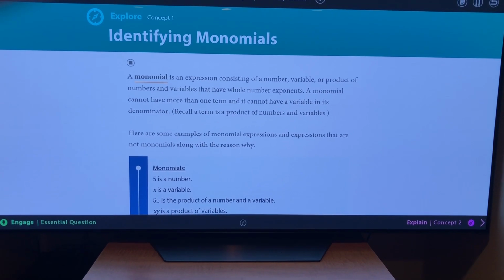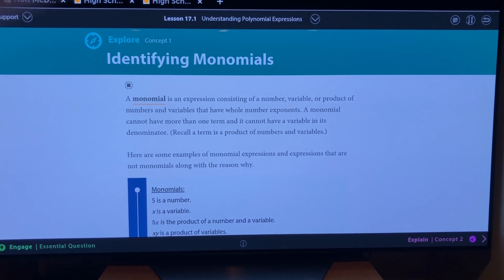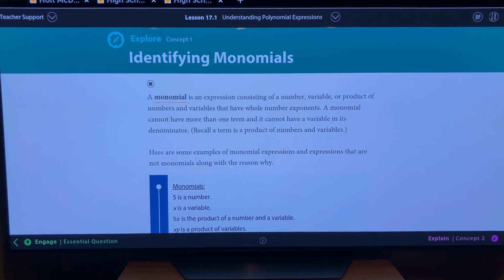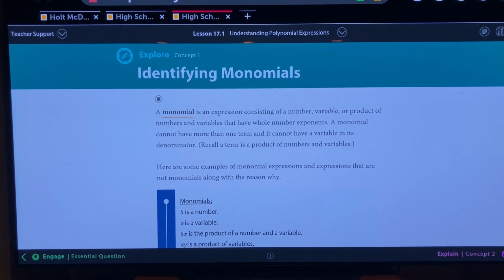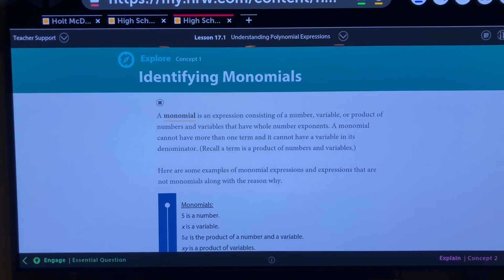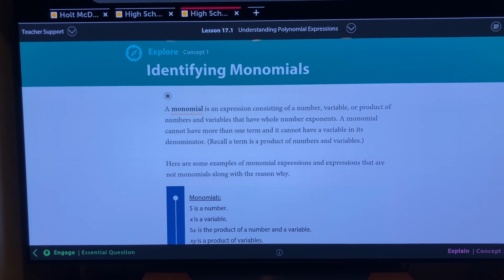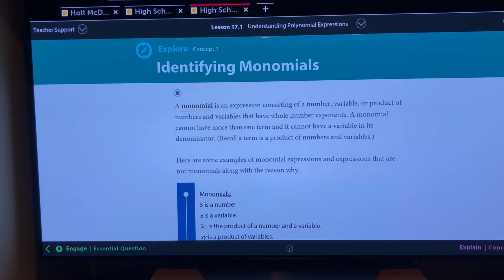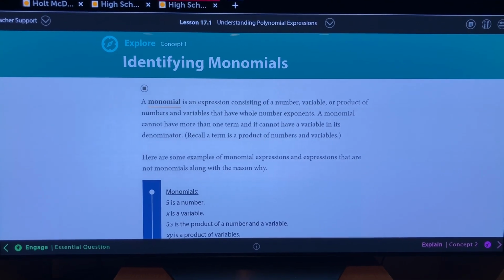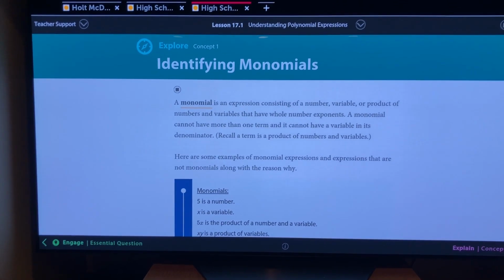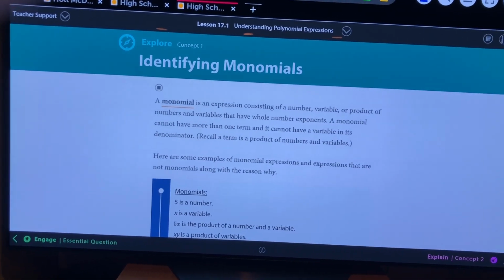A monomial is an expression consisting of a number, variable, or product of numbers and variables that have whole number exponents. A monomial cannot have more than one term, and it cannot have a variable in its denominator. Recall a term is a product of numbers and variables. Here are some examples of monomial expressions and expressions that are not monomials, along with the reason why.